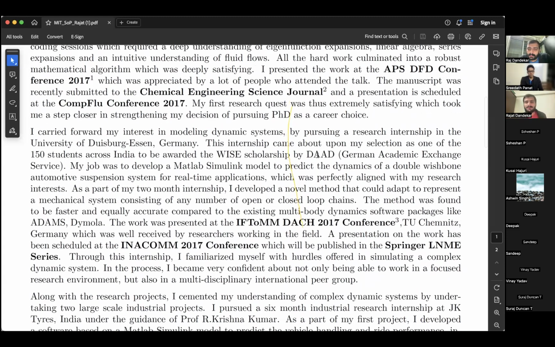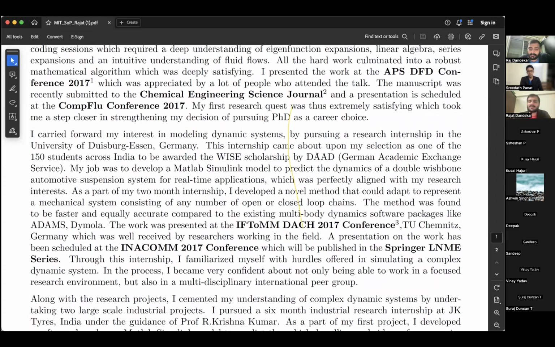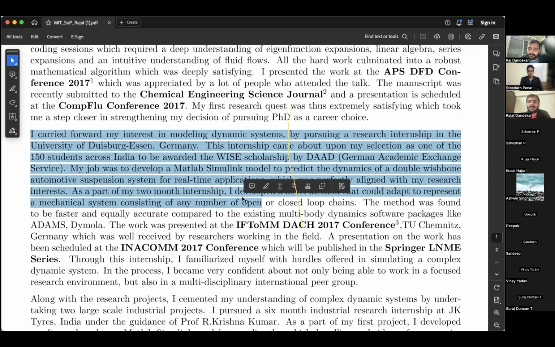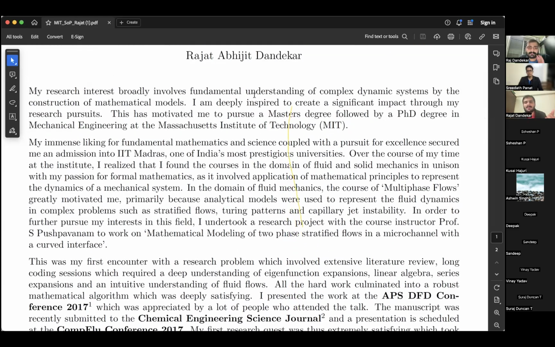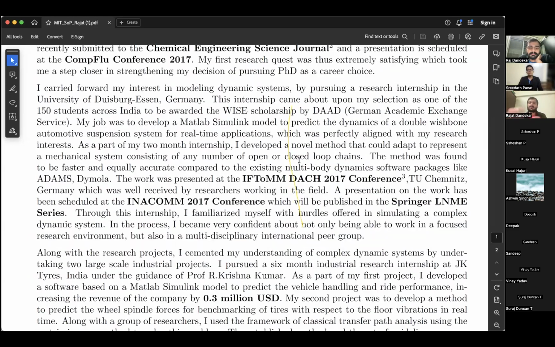In the next paragraph, I mention some of my experiences in the field of automotive engineering. You can see this is completely disconnected from fluid mechanics. But the way this is connected to my thread is that the work that I did at this international internship in Germany was to predict the dynamics of a suspension system. And where do you see this line? You see it in the thread, understanding complex dynamic systems. So you can see how different paragraphs are directly linked with my thread.